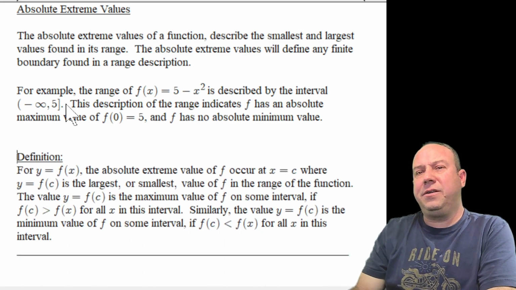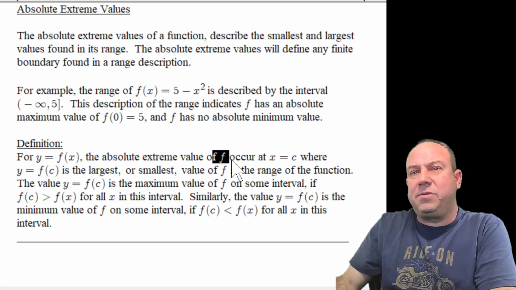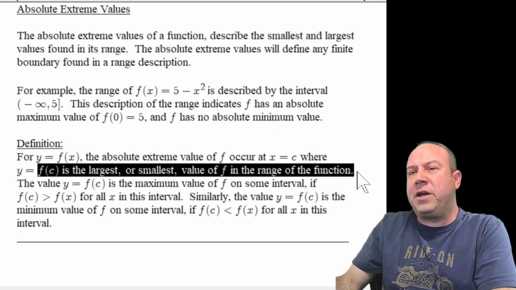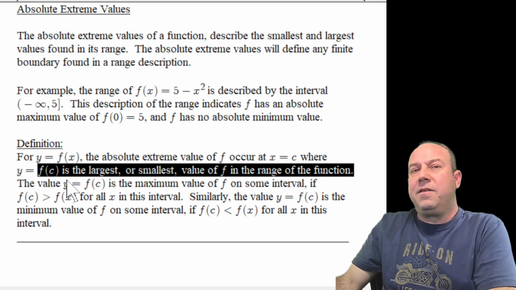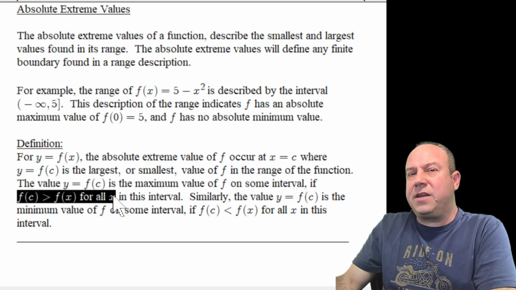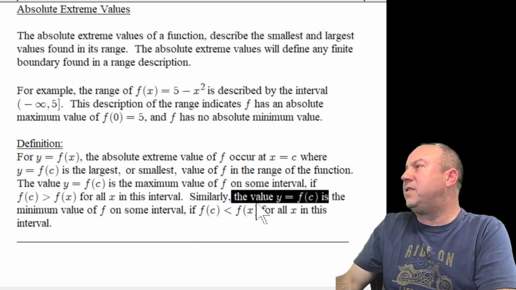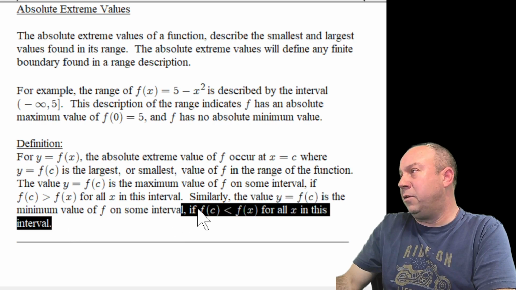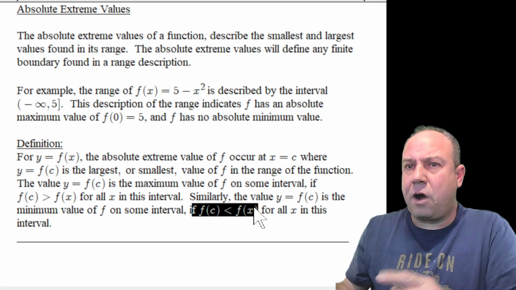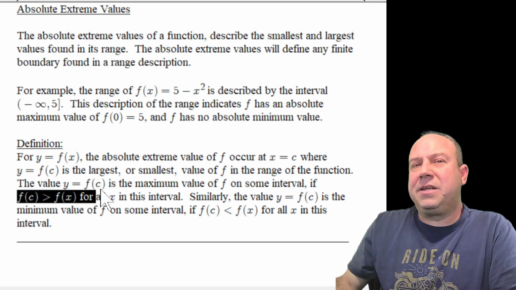By definition, we say that the absolute extremes of f occur at x equal to c, where f of c is the smallest or largest value of f found in the range of the function. The value y equal to f of c is the maximum value of f on some interval, if f of c is greater than f of x for all x in this interval. And similarly, the value y equal f of c is the minimum value of f on some interval, if f of c is the smallest value for all x in this interval. That's what the statement is saying here, folks.